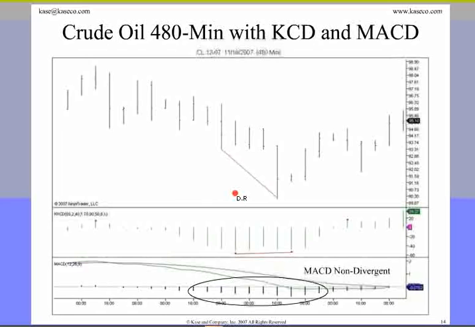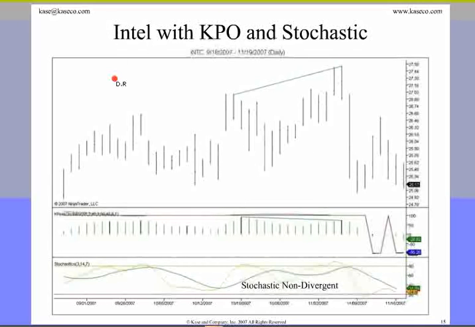So we had declining momentum with declining price. In this case, the MACD missed that divergence and missed that turn. On the next slide, this is Intel. Wanted to show some stuff aside from commodities. The Kase indicators do work well with equities as well.